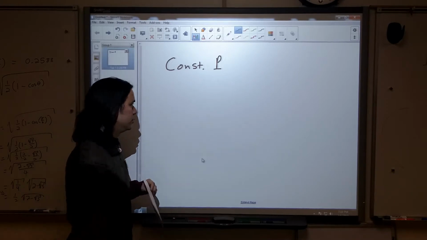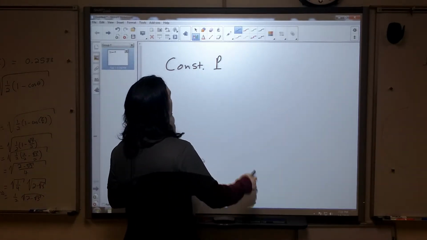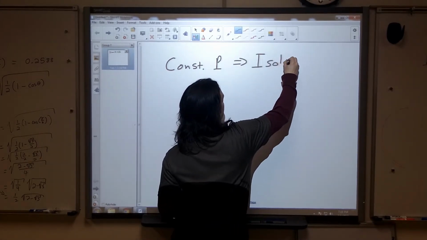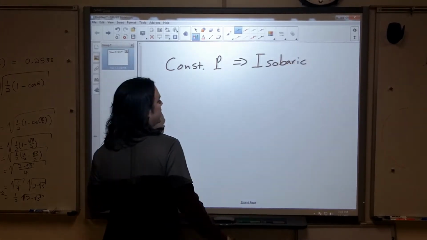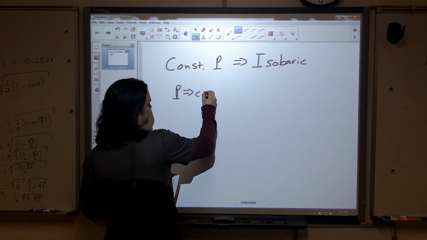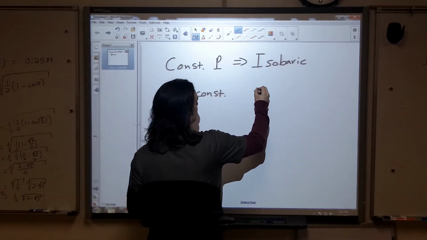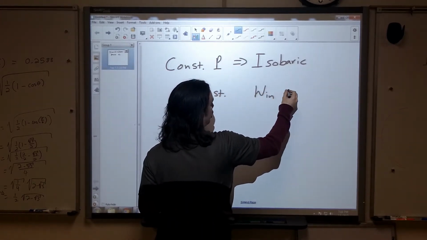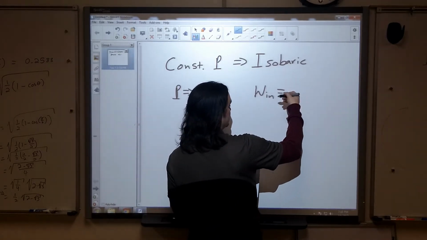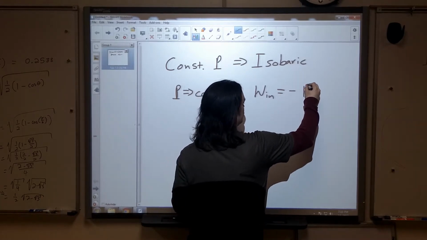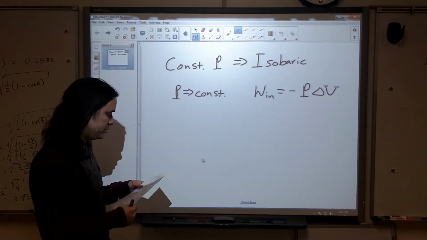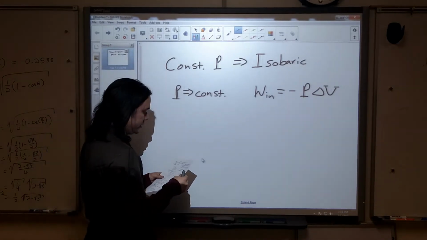Double check your notes if you're at least watching this as one of my students. Constant pressure processes are called isobaric processes. And as we've discussed in class, it tells us that pressure, hey, look at that, is constant, but it also gives us the equation that the work done on the gas, put into the gas, energy going in, I should say, is equal to negative P delta V. So those are things that we know just from saying that we have a constant pressure.